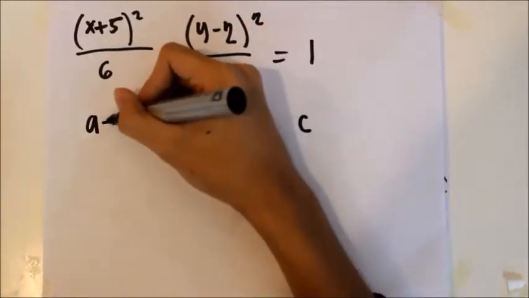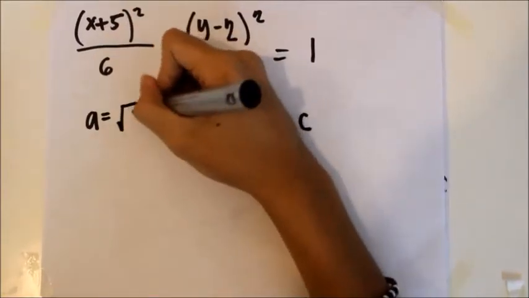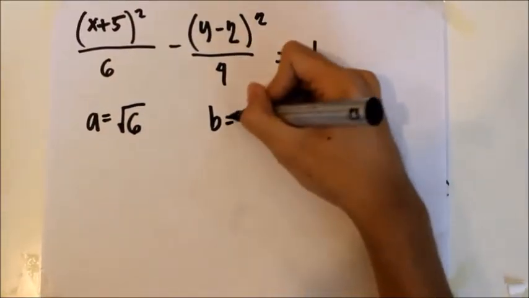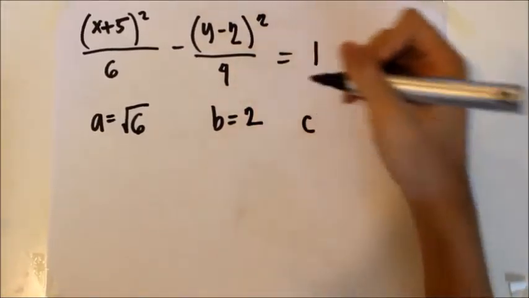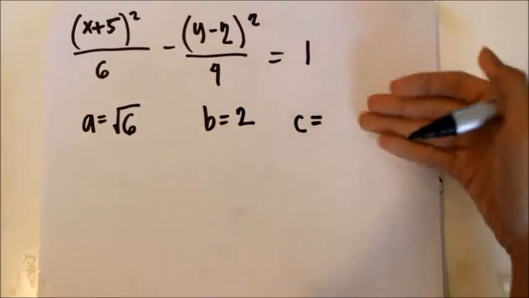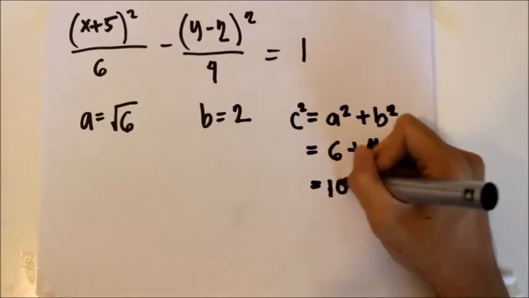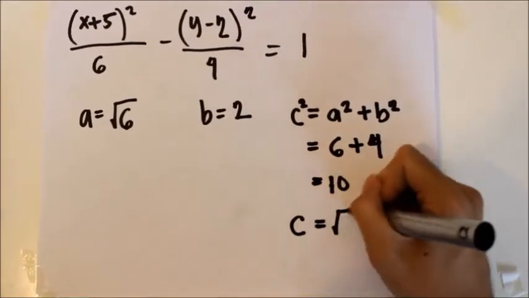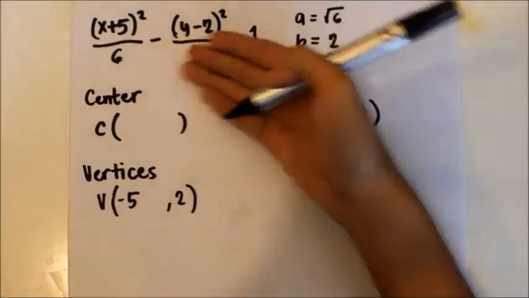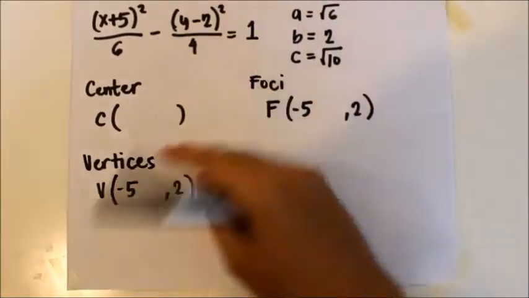To get the value of a, we get the square root of the denominator of the positive term, which is square root of 6. To get b, we get the square root of the denominator of the negative term, which is 2. To get c, we use the Pythagorean theorem, c squared is equal to a squared plus b squared. Hence, we got c is equal to square root of 10. Using the standard equation and the values of a, b, and c, we can get the center, foci, and vertices.